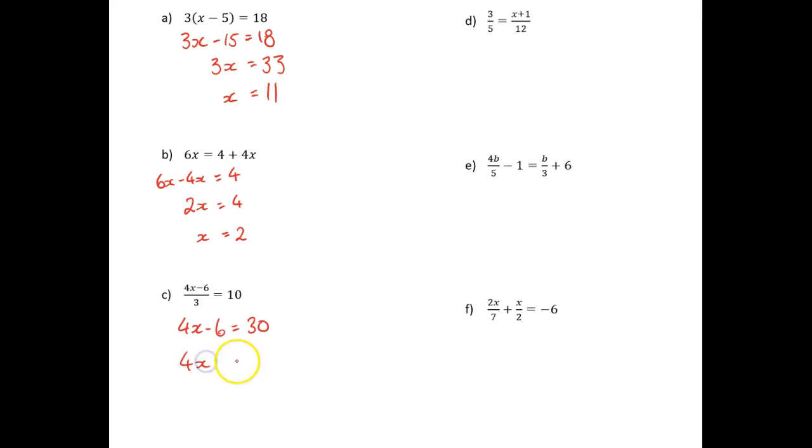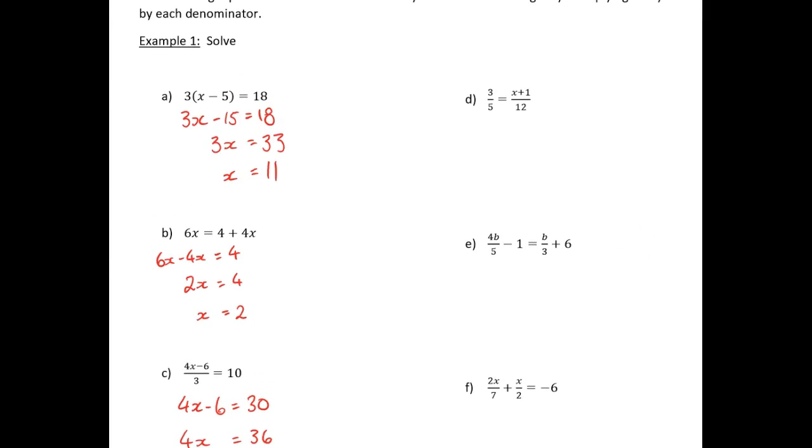Okay, from here it's looking fairly simple again. Now I've got 4x, I'm going to add 6 to both sides. Gives me 36, right, and gets rid of the negative 6 on the left. Now I'll divide both sides by 4, and I'm going to have x equals 9, right? Good practice to check that if you have the time. 4 9s are 36 minus 6 is 30, divided by 3 is 10.